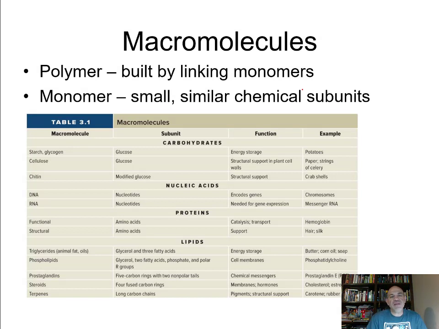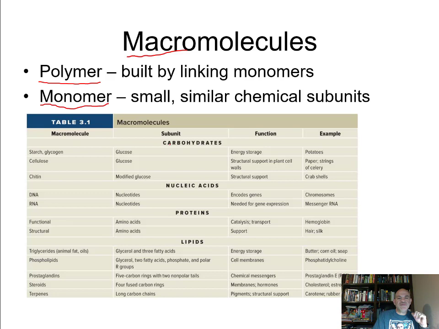This is a table of the types of molecules we're going to run into in this chapter, so you want to make sure you go through it. The big idea here is that macro means large and micro means small. Macromolecules are, in many cases, made of smaller subunits that are similar, not exactly the same, called monomers. When you start putting these monomers together, they make larger molecules called polymers. And poly means many.